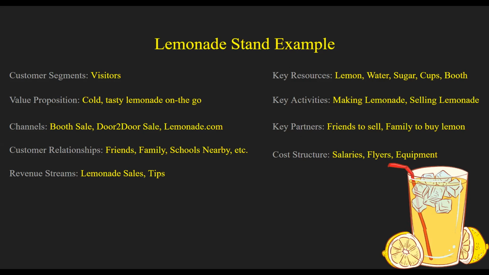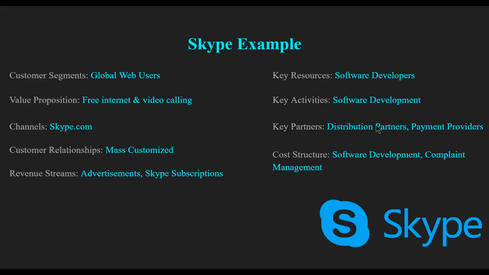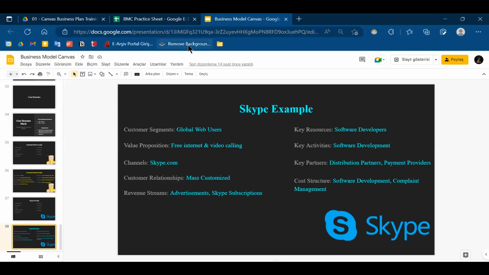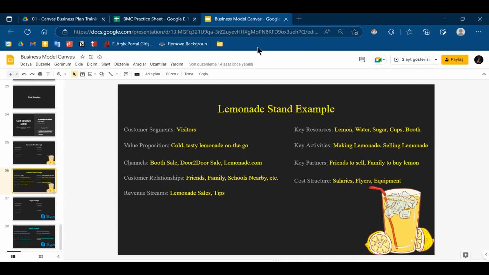And the cost structure of a lemonade selling business could be the salaries if you're making people work for you, or you could spend money on flyers for advertisement, or you could buy equipment to make the lemonade or keep the ice. Any of those costs that will be needed for the business to continue working could be in the cost structure part. We have one more Skype example here, but the lemonade example was actually way more clear. So that's pretty much the summary of the whole training once again.